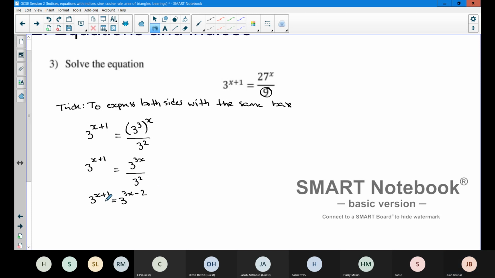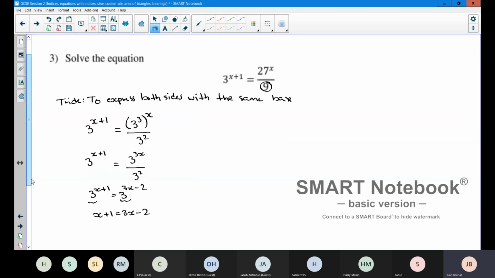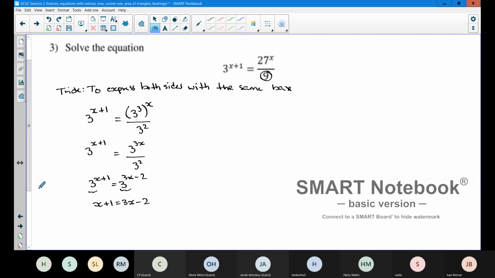So when we're dealing with two things that are the same with the same base, that means that the exponents are the same. So when you've got the same base equal, the powers have to be the same. x plus 1 equals 3x minus 2. And then we have an ordinary linear equation, and we can gather the x's whichever way we want, but I'm going to move the x's to that side. So it's going to be 3x minus x is going to be 2x.